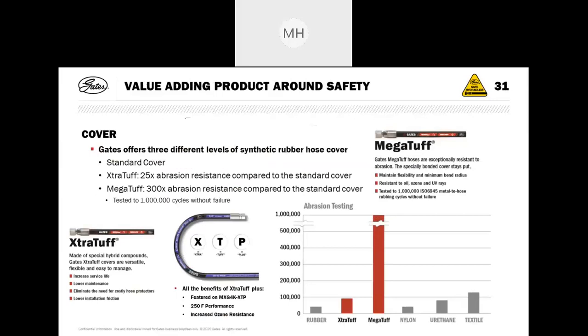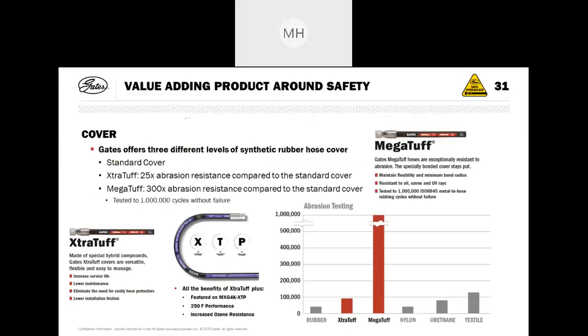With the extra tough cover, with the new product coming to the market soon, which is coming out with the extra tough plus cover. So that's featured on the MXG 4K. That's been tested to 250 degrees Fahrenheit working pressure, and it has the increased ozone resistance for this hose. And then going through to the mega tough cover, which is realistically the Rolls Royce is the best way of describing it of the covers in the market.